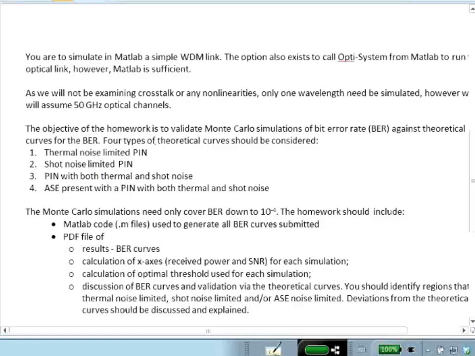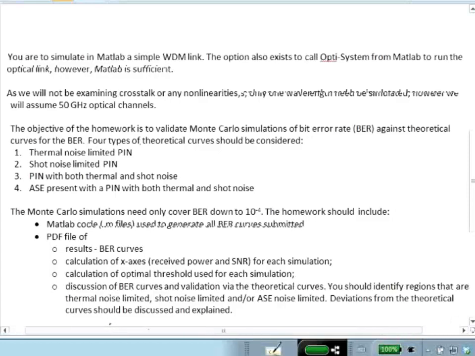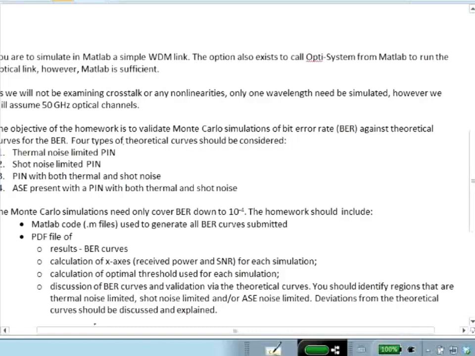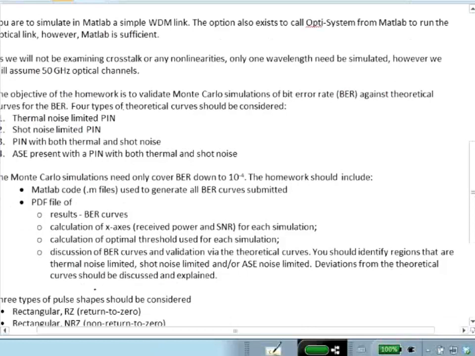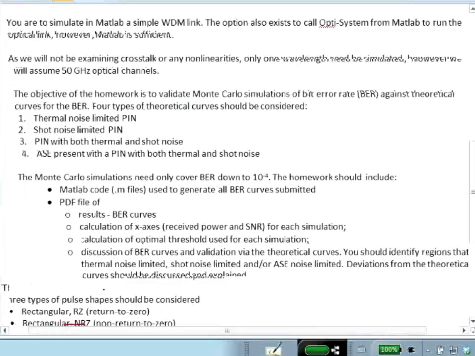Mostly the homework is going to be graded on the discussion. First of all, make sure that you succeeded in correctly completing the MATLAB code so that your BER curves look correct. And then how do you interpret them, and how do you interpret them with an eye on validating them? By having examined the various regions of operation that you stepped through in the homework, how can you validate the regions that are thermal noise limited, shot noise limited, etc.? And when we have deviations from the theoretical in certain regions of operation, why does that happen?